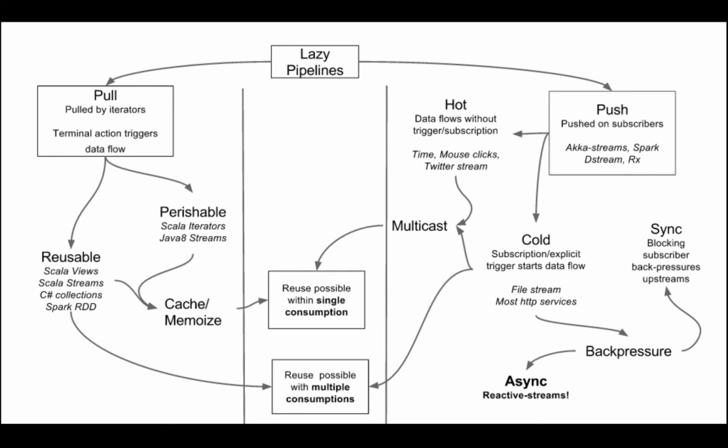They are most relevant for the IO-based programming, as you will see in the demo. And they can be back pressured. So if they are back pressured using the protocol that we saw, those are called reactive streams. Akka Streams is one example of that.